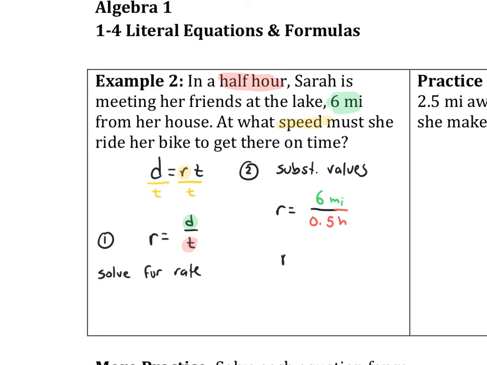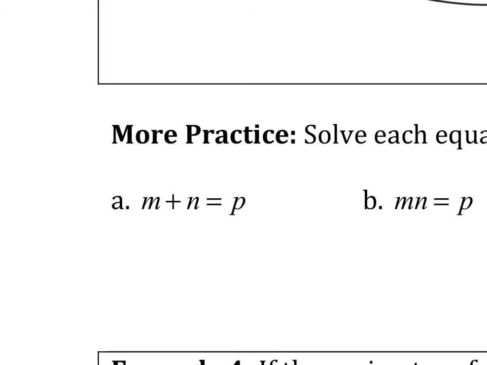When I do this division, R is 12. Notice the units are built in right here. Miles on top, hours on the bottom, miles per hour. So 12, and now we write usually MPH for miles per hour. So how fast must she bike? 12 miles per hour.